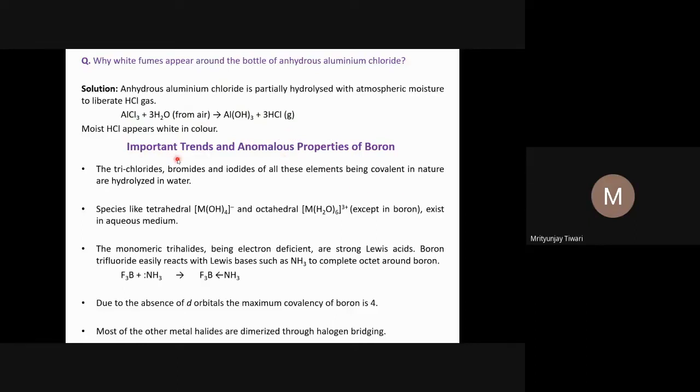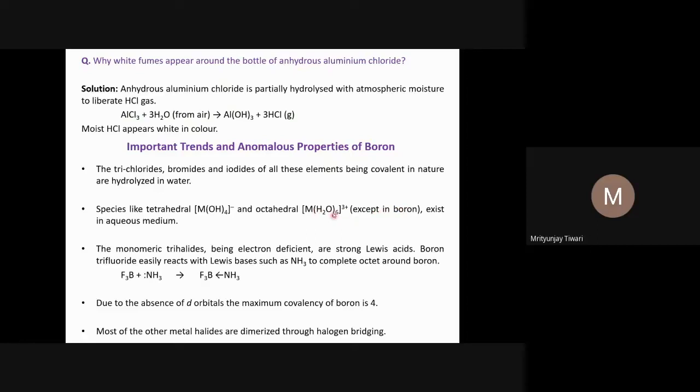Now let us look into the important trends and anomalous properties of boron. The trichlorides, bromides and iodides of all these elements, being covalent in nature, are hydrolyzed in water. This thing we have seen. Species like tetrahedral [M(OH)4]-, which is sp3 hybridized, and octahedral [M(H2O)6], we have also seen for aluminium. Here the hybridization is sp3d2 for the octahedral complex, except for boron.